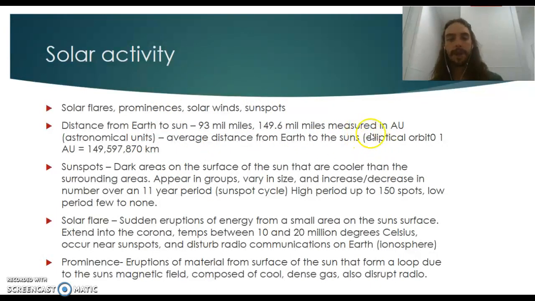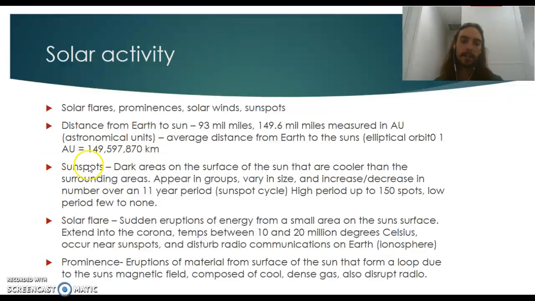And we have an elliptical orbit. I don't know why this is here, but don't worry about that. The elliptical orbit is why we have an average distance. So it's not the same distance from here as we are from here. So like winter and summer, we saw in the previous slide that it's about 3 million miles closer in January than it is in July. So due to that elliptical orbit, then we measure the average distance from the Earth to the Sun's center. So 1 astronomical unit is 149,597,870 kilometers, and that will be on your quiz.